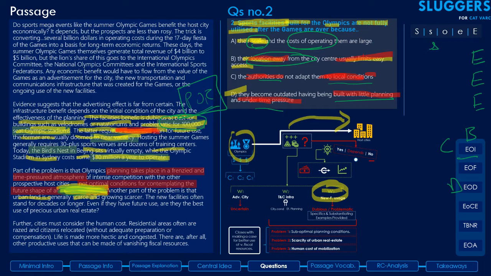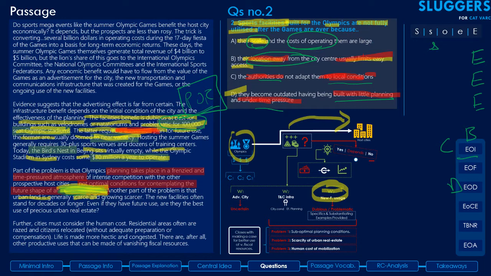It does not relate to the sports facilities, which is the relevant point of the question. The question doesn't want you to answer why the urban landscape is not in a situation which can be useful to the city after the games are over. The question wants you to answer why the sports facilities are not in such a condition that they are used after the games are over, right?